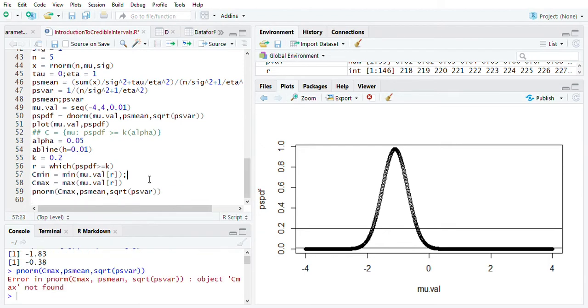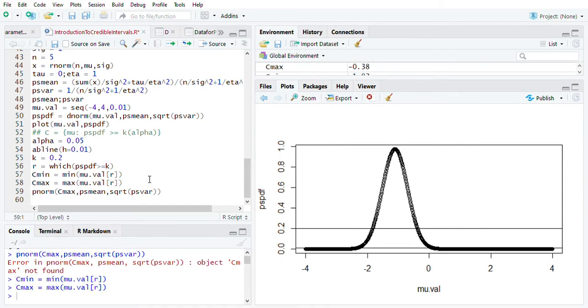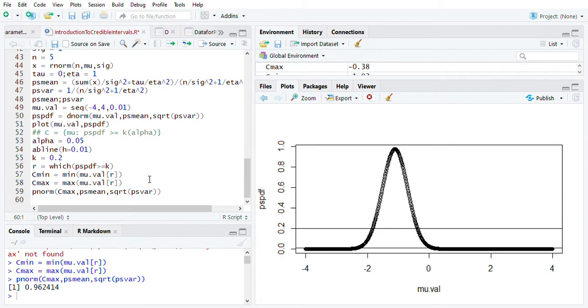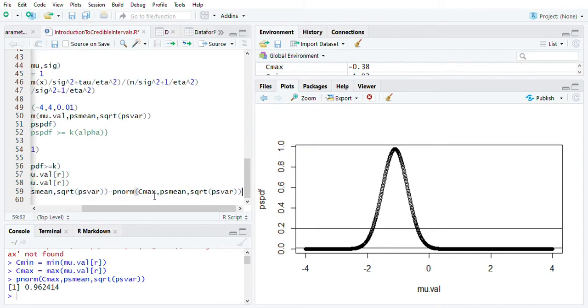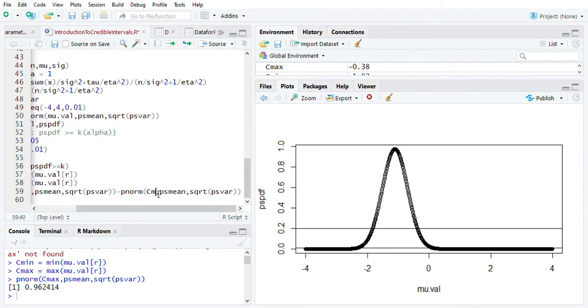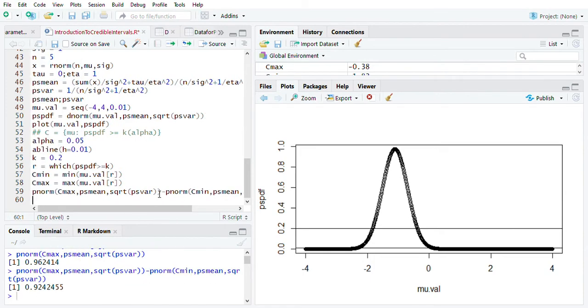Oh, I'm sorry, I should run this first. C mean, C max, now P norm. So 0.96. Now similarly, P norm at point C mean. So the subtraction I am calculating here. So 0.92. So C 0.2 is not good enough. We are not getting 95%.